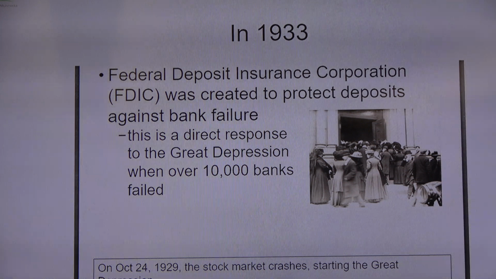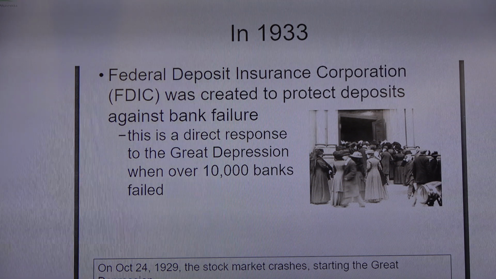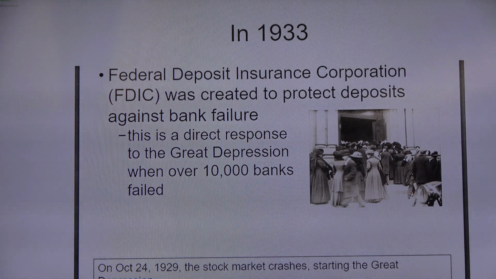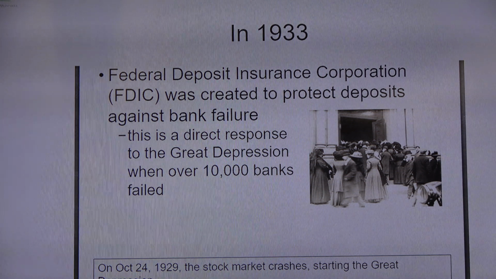So in 1933, the Federal Deposit Insurance Corporation, which is FDIC, was created to protect deposits against bank failure. So we know that during the Great Depression, in 1929, the stock market crashed. It was really, really bad. And a lot of people had their money in the bank. And so they had these runs on the bank where everybody was wanting to get their money out of the bank. Well, the bank didn't have enough money to pay them because they've invested it and they've lent it out to customers, so they didn't have it. So it caused the bank to fail. People lost money. So people didn't trust the banks anymore.